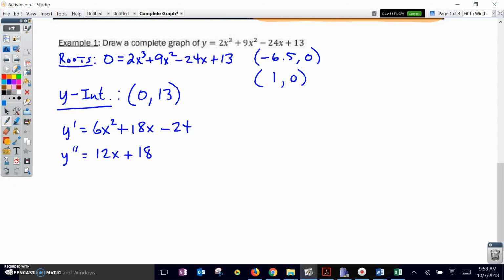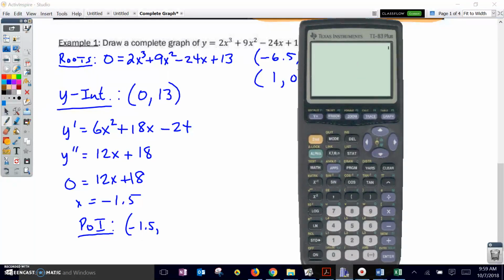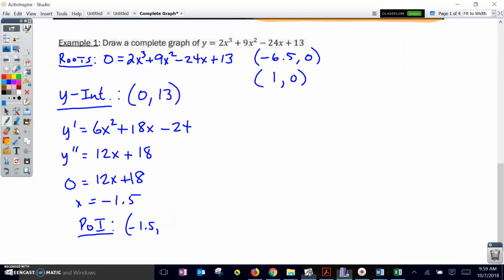Okay. So to find my points of inflection and intervals of concavity, I'm going to set this equal to 0. And I get x equals, oops, my brain got a little bit ahead of my hands there. Set this equal to 0, and we get that x is equal to negative 1.5. And so we're going to have a point of inflection at negative 1.5, comma, whatever the y-coordinate is at negative 1.5. That's 62.5. So we have a point of inflection there.